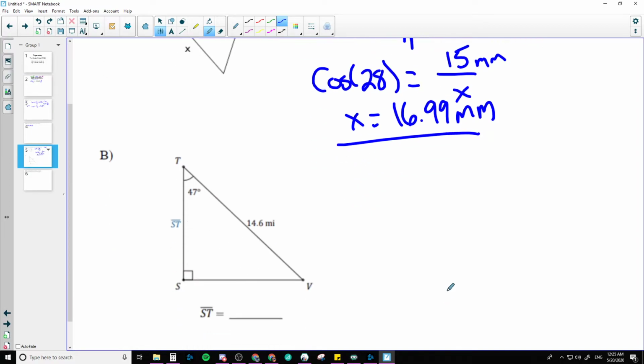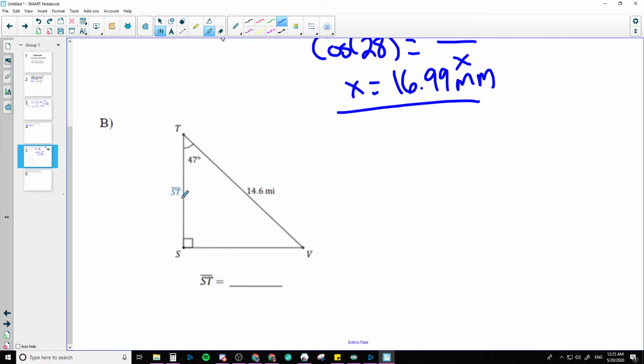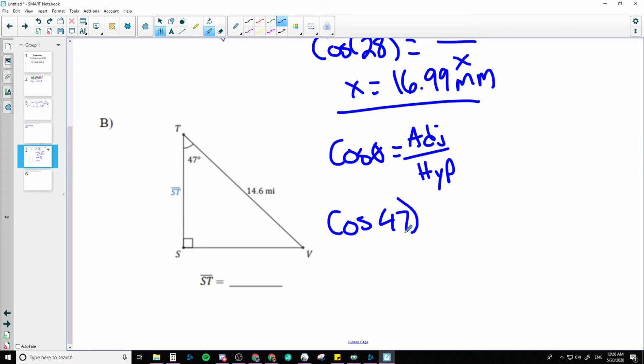Let's try a second one just like this. We're trying to solve for side ST here. Our angle is 47 degrees. So cos theta equals adjacent over hypotenuse. Theta is 47. In this case, we have the hypotenuse. This is the side opposite the right angle. So the hypotenuse is on the bottom, 14.6 miles. It's a very large triangle, and we're trying to find side ST on the top here.